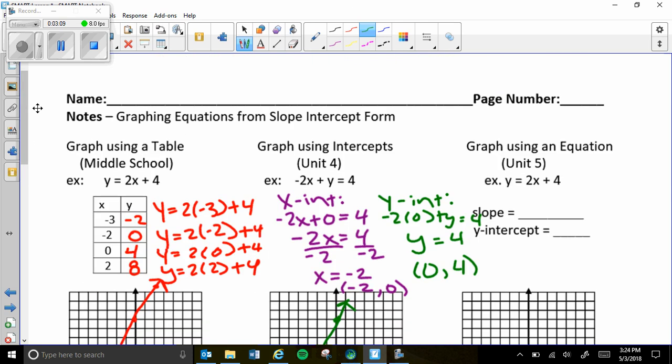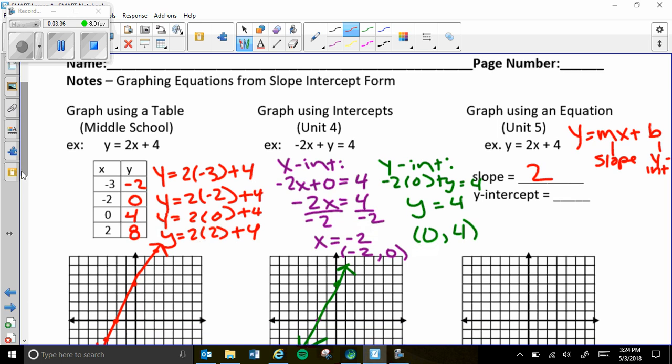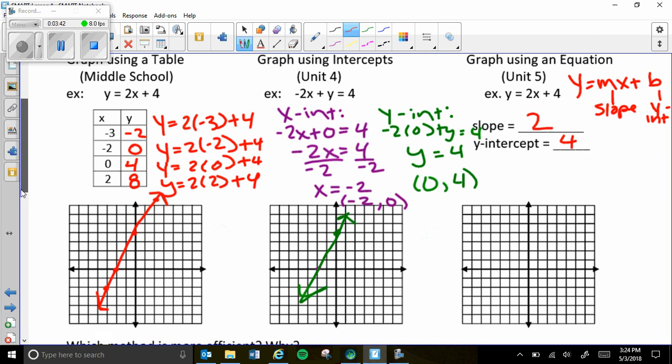All right, and then the last way, which is our new way today, is graphing using an equation. So we need to remember the equation y equals mx plus b, where m is the slope and b is the y-intercept. Our slope in this problem is 2. Remember, slope is just a number, the number in front of x. And our y-intercept is 4. So we always begin at b. Y-intercept is 4: 1, 2, 3, 4. And our slope is 2.